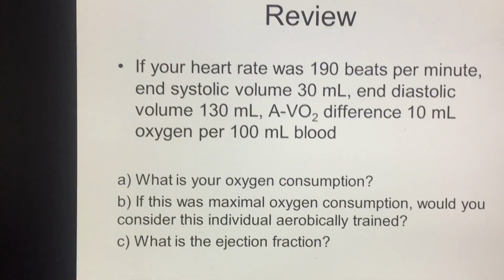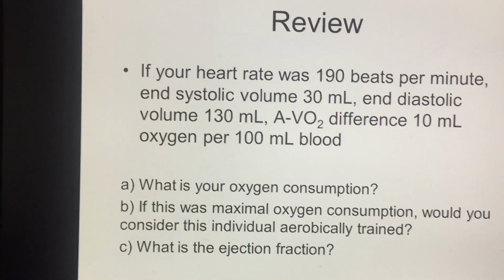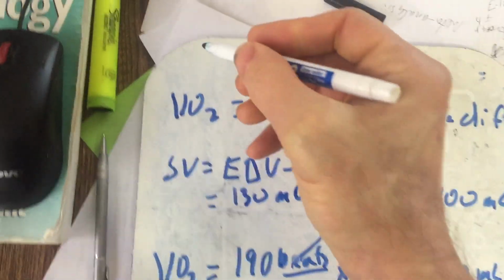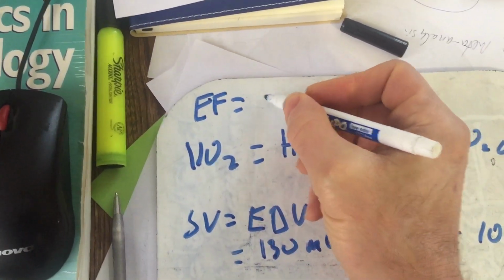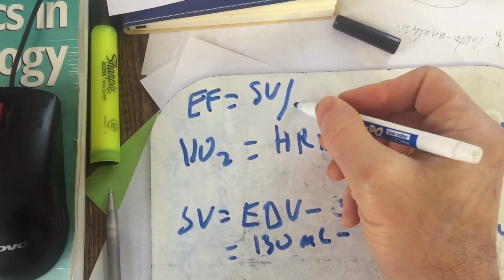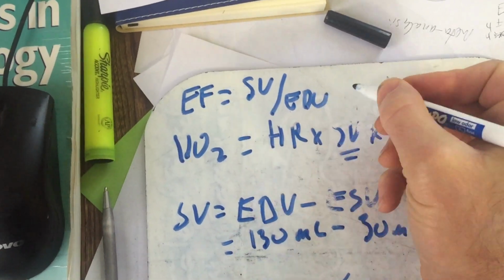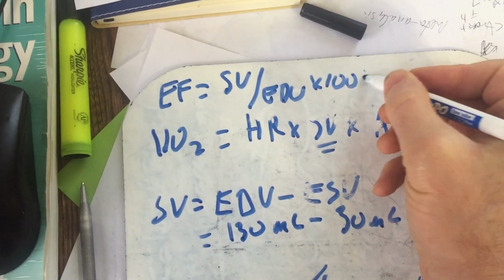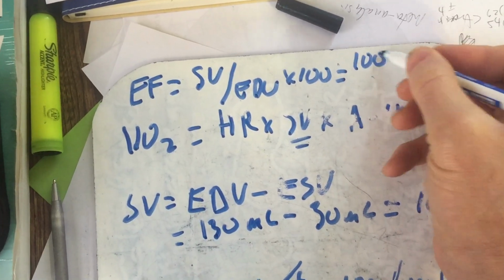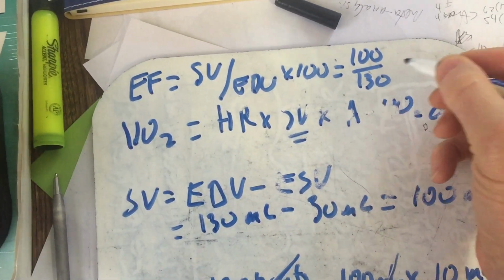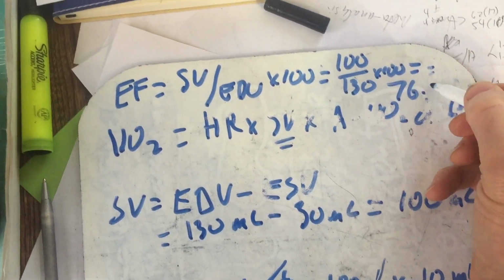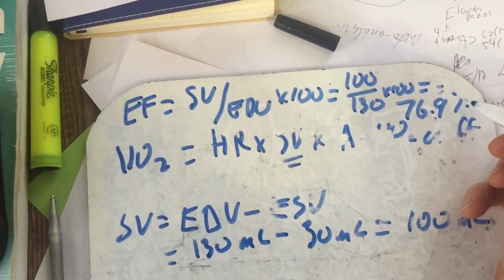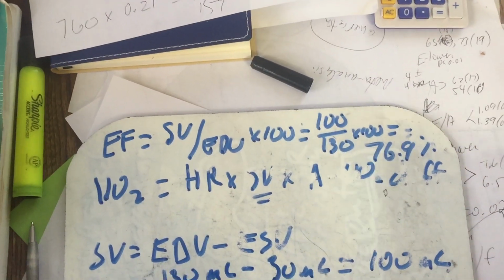So here I'm just asking you to use a different equation. Going back to the whiteboard, ejection fraction is equal to your stroke volume divided by your end diastolic volume times 100. If you plug in those numbers, you get 100 divided by 130 times 100 equals about 76.9%, which would be your ejection fraction.